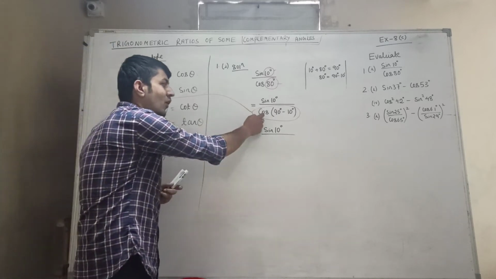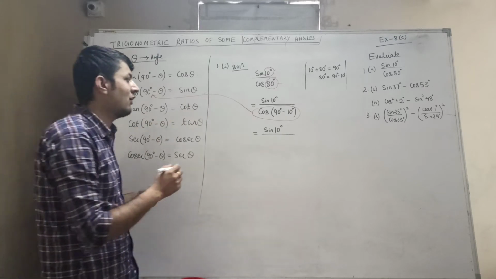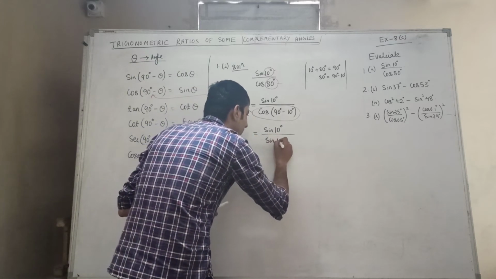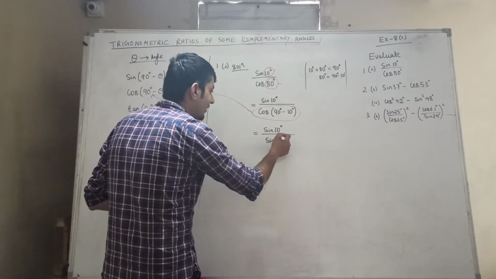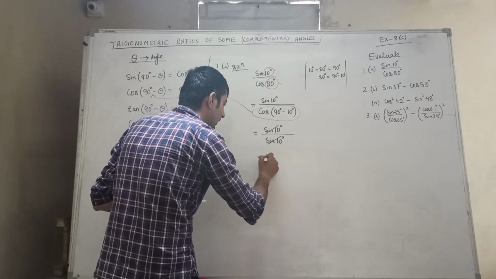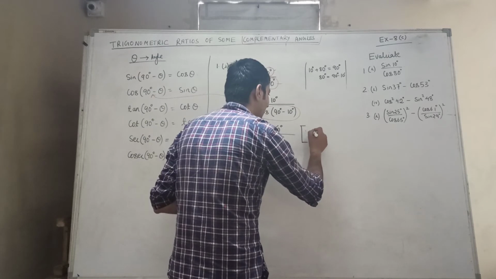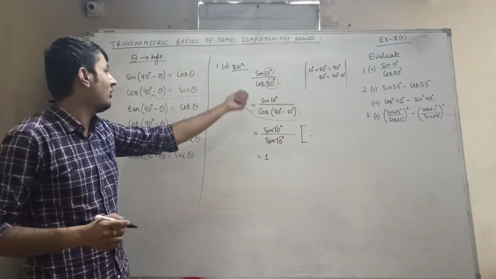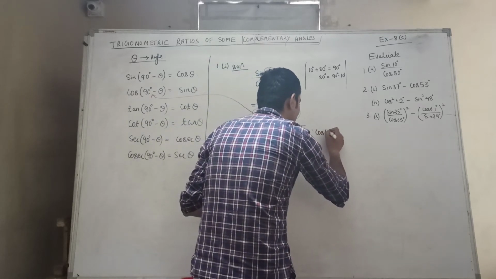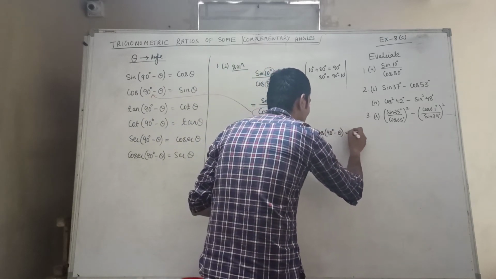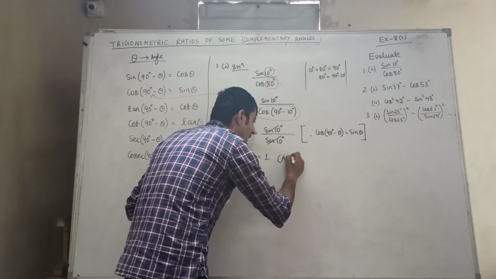In place of theta, it is 10 degree. So what is your cos of 90 minus 10 degree? It will become sine of 10 degree. You got sine of 10 degree. So you can cancel this and this, and you got your answer to be 1. And you can give the reason here, which formula I have used. I have used cos of 90 degree minus theta is sine theta. So this is the required answer.